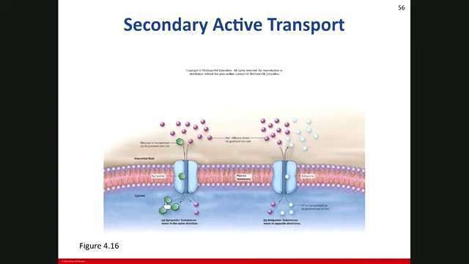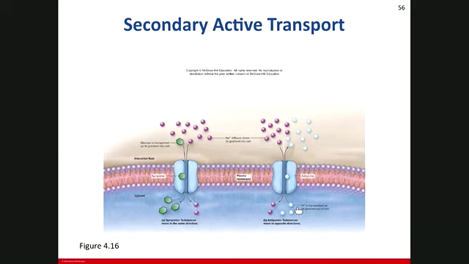And in the other picture, you can see that here we have sodium ion and here we have hydrogen ion. The sodium ion moves inside the cell down its gradient, and this energy is used for movement of hydrogen ion out of the cell against its concentration gradient. This is the meaning of secondary active transport.